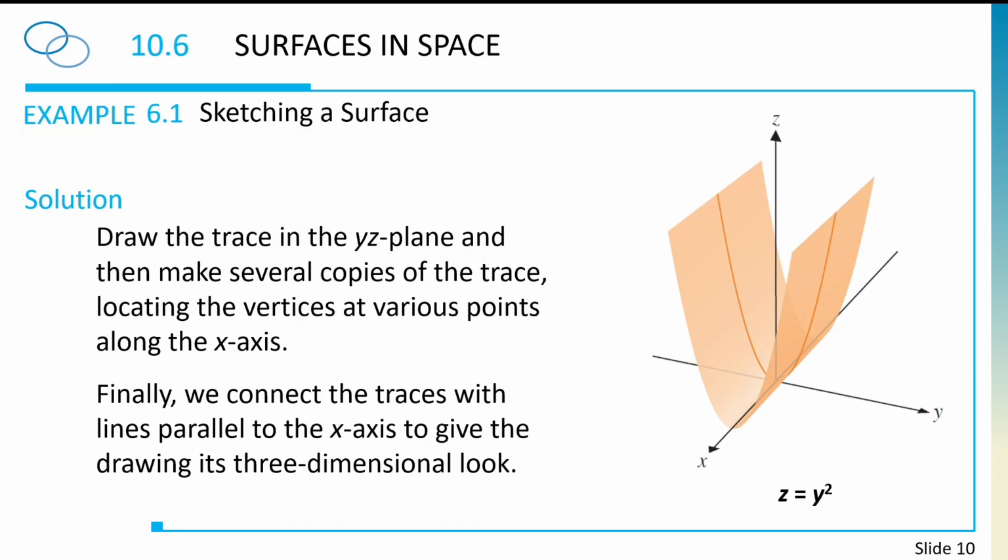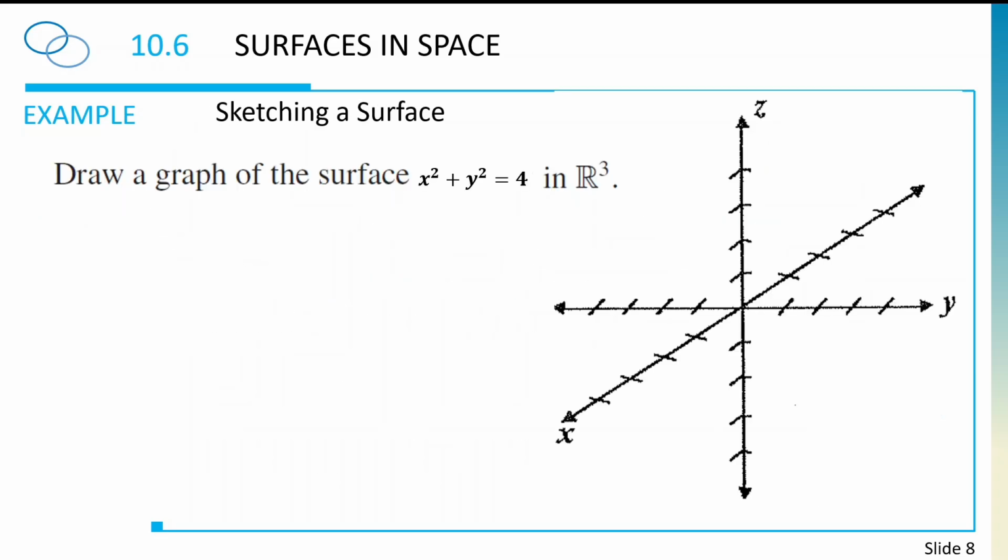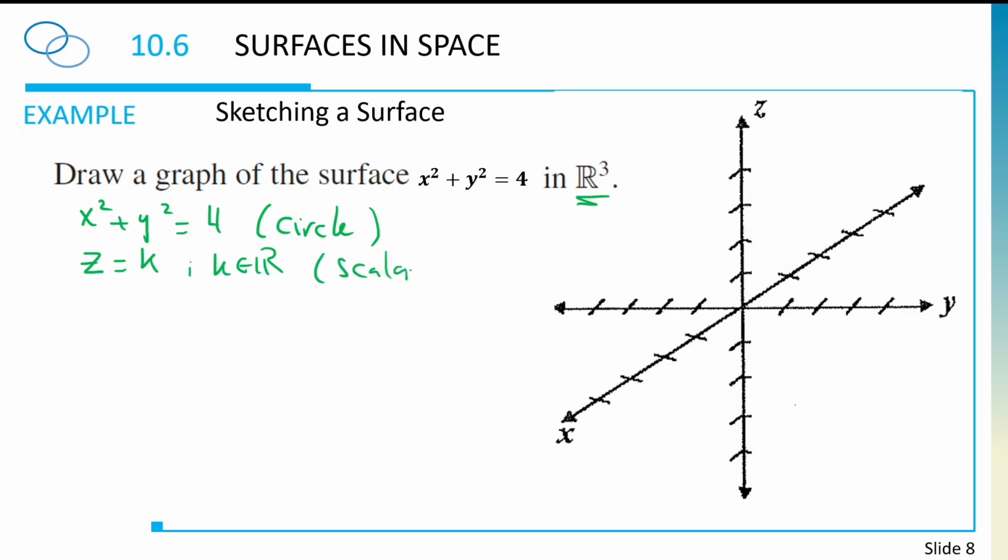Let's try another equation. Something like this. So what do I have here? I need to graph the surface of x squared plus y squared equals 4, again in 3-dimensional space. So this is an equation of what? This is a circle, with center (0, 0) and radius 2. What's the missing variable? We miss z. So I need to say that z equals k, where k belongs to R, any real number. And this is basically a scalar. So what do you think we'll get in this case?